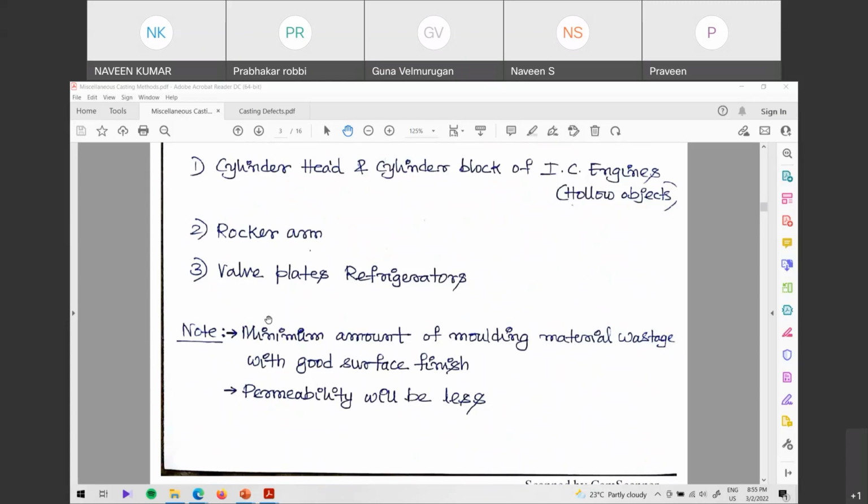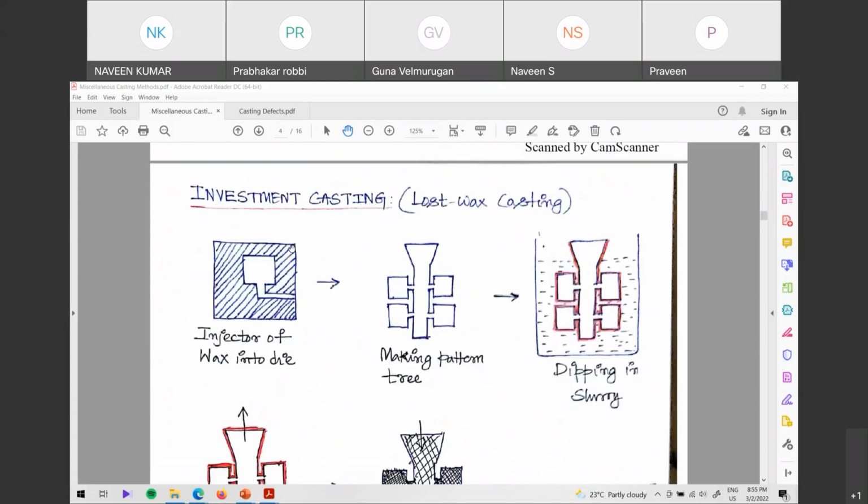Okay, fine. So let's go to the next one. Next is investment casting.